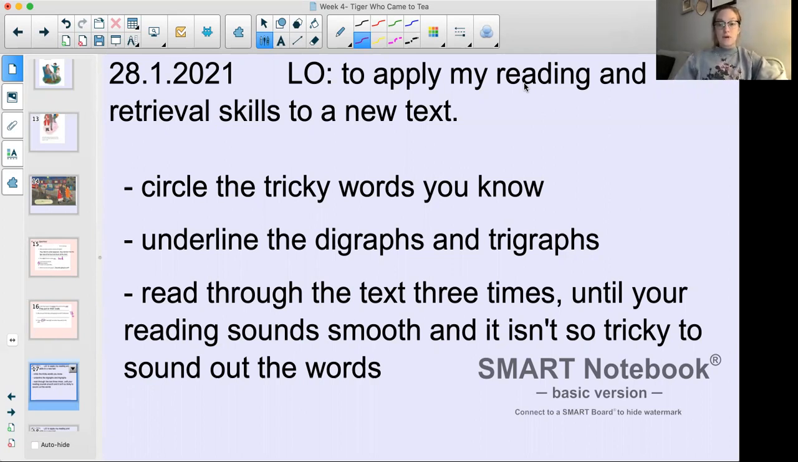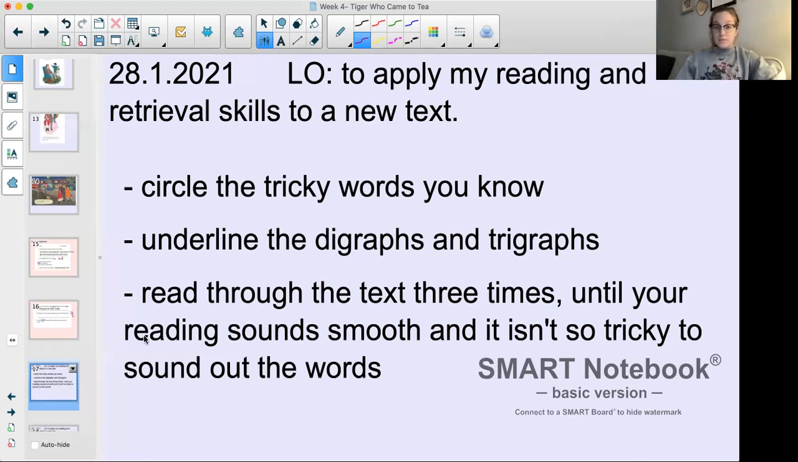So the next step before we read, if you have this on a paper or if you have it on a tablet where you can kind of mark up the screen, we would underline the digraphs and the trigraphs that we see. Now you might not be able to underline on your screen, but you can certainly pause the screen and look for any digraphs or trigraphs that you see and make sure you say the sounds that they make.